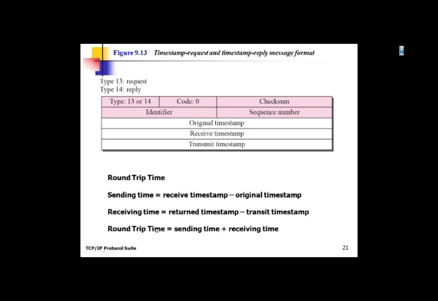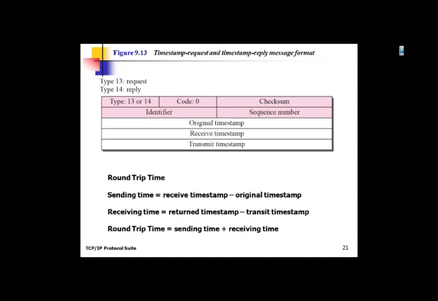For example, to send a packet to the receiver it may take, let's say, 4 seconds, but getting a reply back may take 6 seconds. So it all depends on the congestion, because congestion is a dynamic situation which keeps on changing. So sending time and receiving time are not necessarily the same. When you add the two timings, it will give you the round trip time. So we'll take some numericals on this.